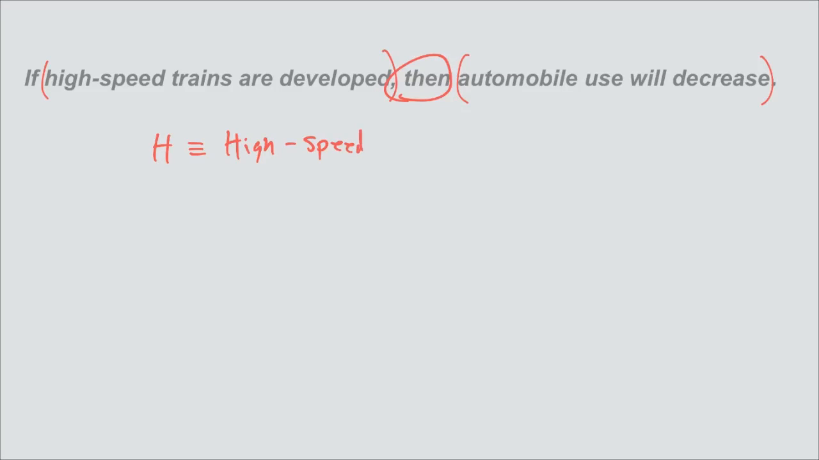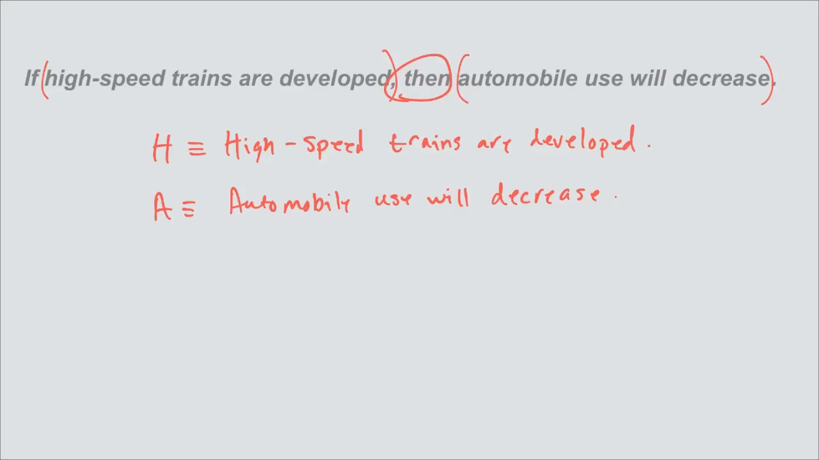So I'll say H, high-speed trains are developed, and then let's use A for automobile use will decrease. So as I said, it doesn't matter what letters you use as long as you stay consistent. So high-speed trains will be developed, then automobile use will decrease. Since it's an if-then, I can see I've got a horseshoe statement, so it's very simple enough to translate. H, therefore A. Now, you might be looking at this and saying, well, wait a minute.